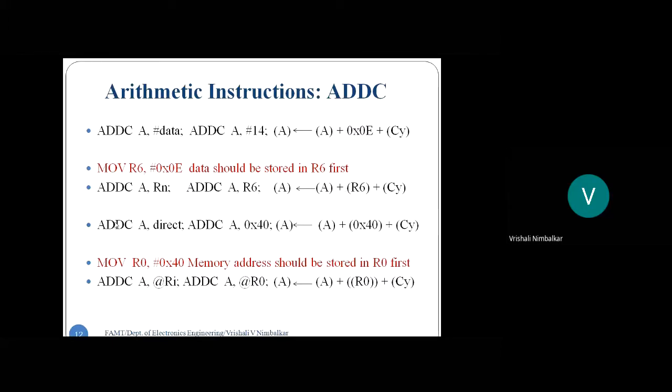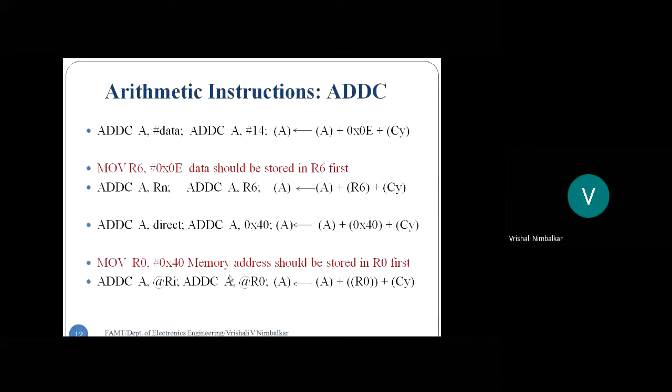Okay. Next, ADDC, direct. Example is ADDC, 40 hex. Data present at this 40 hex address is picked up, added with accumulator along with the carry bit, and the result is stored in accumulator. Okay. Last example, ADDC, @RI. Data pointed by this memory location is added with accumulator along with the carry bit and stored in accumulator.